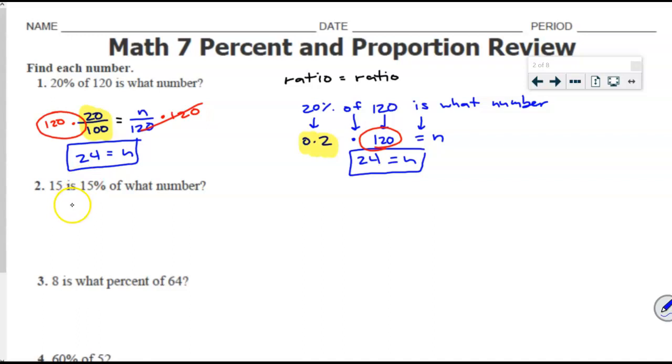Let's look at 2. Again, I can set this up in multiple ways. We'll start with the percent proportion. I'm going to do it over here this time. And it says 15 is 15% of what number? So again, I see this 15%.